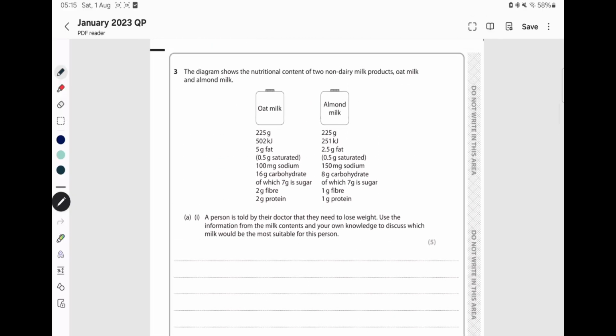For question 3, the diagram shows the nutritional content of 2 non-dairy milk products, oat milk and almond milk. We have 2 kinds of milk here, oat milk and almond milk, and we have the nutritional value. We have the energy content, the fat, the sodium content, carbohydrate, fiber, and protein for both kinds of milks.